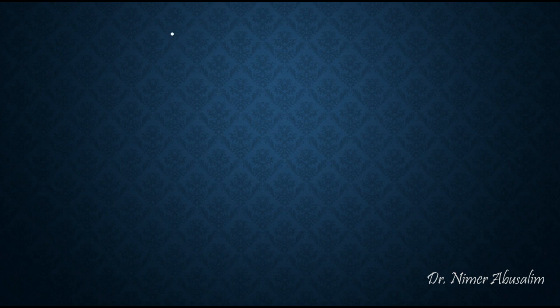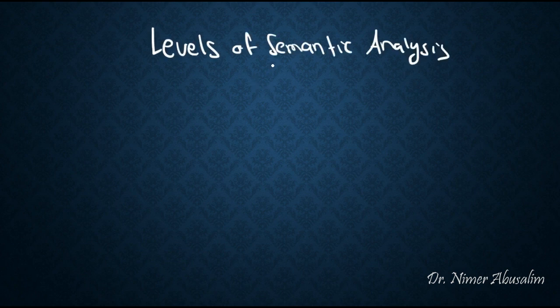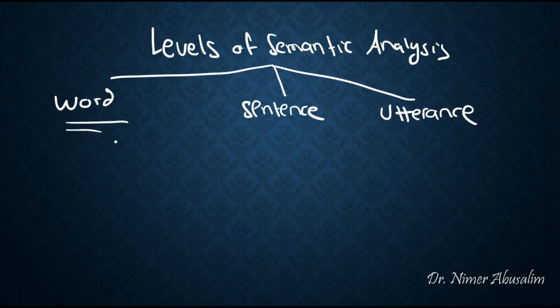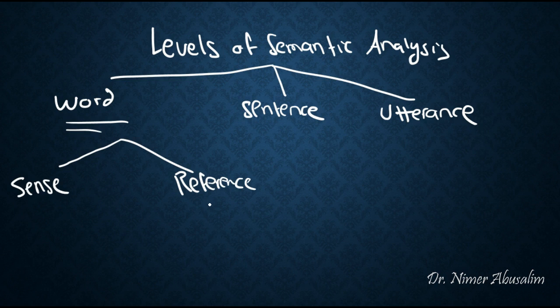Now let's just review where we are so far. Last time we discussed the levels of semantic analysis. We said that there were three main levels: the word level, sentence level, and the utterance level of analysis. We said that our focus so far would be on the word level, or what we call lexical semantics, which is divided up into two branches: sense and reference. In this part of our e-lecture series, we're going to focus on reference.